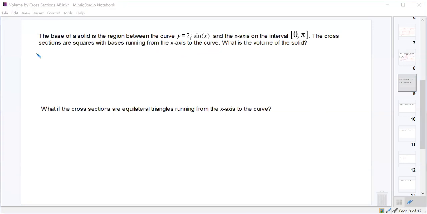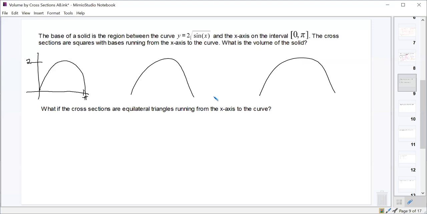So what we've got is the base of a solid is the region between y equals 2 root sine x and the x-axis from 0 to pi. And if you don't know what that function looks like, that's totally fine. Oh man, it doesn't look like that. It looks about like that. It looks very similar to a sine function. It's just got a bunch of these with gaps in between them. But we only want the one from 0 to pi. So this is the base of the solid.